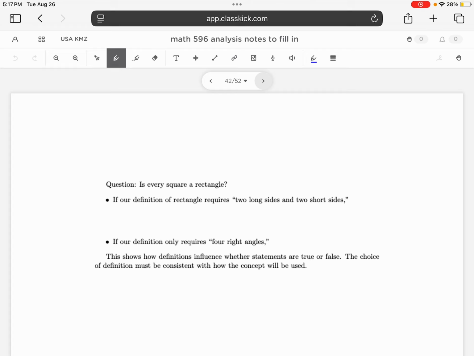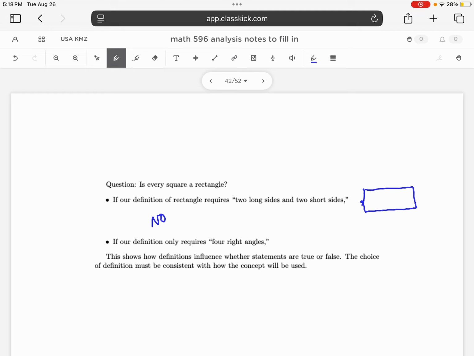oftentimes, especially in early grades, rectangles are really presented as having 2 long sides and 2 short sides, right? Something like this. 4 right angles, but 2 of the sides are longer than the other 2 sides. In which case, the answer to this question would be no, right? Not all squares are rectangles.